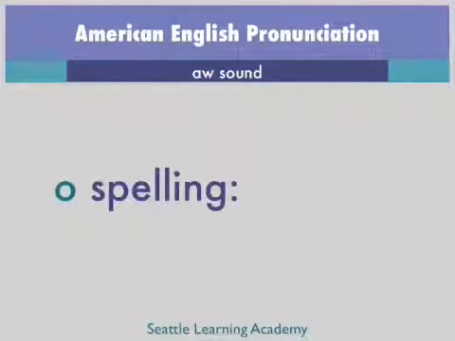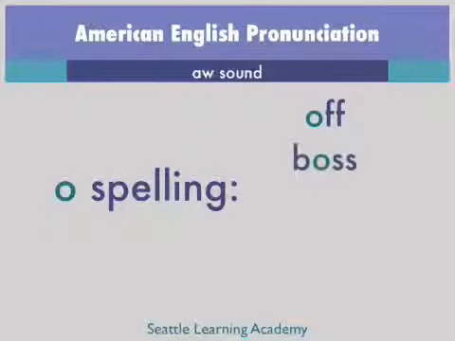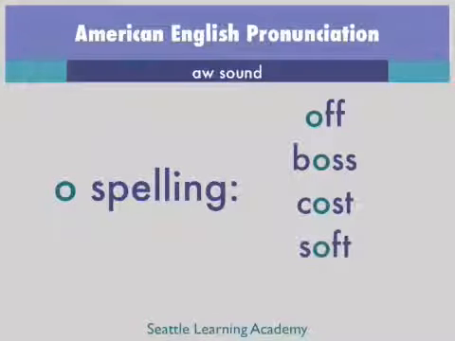Now listen for the same sound, aw, in these words, which are all spelled with the letter O. Off, boss, cost, soft, lost.